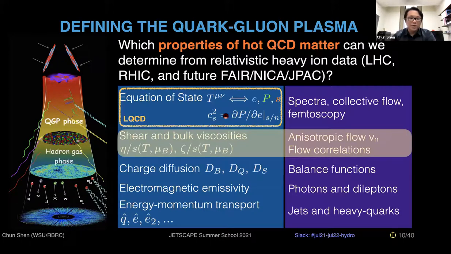And a lot of effort has been put into trying to quantify the viscosity of the quark gluon plasma, mainly by constraining it from the measurement of anisotropic flow coefficients and their correlations at RHIC and LHC. So mostly I will talk about these few aspects in the following slides.